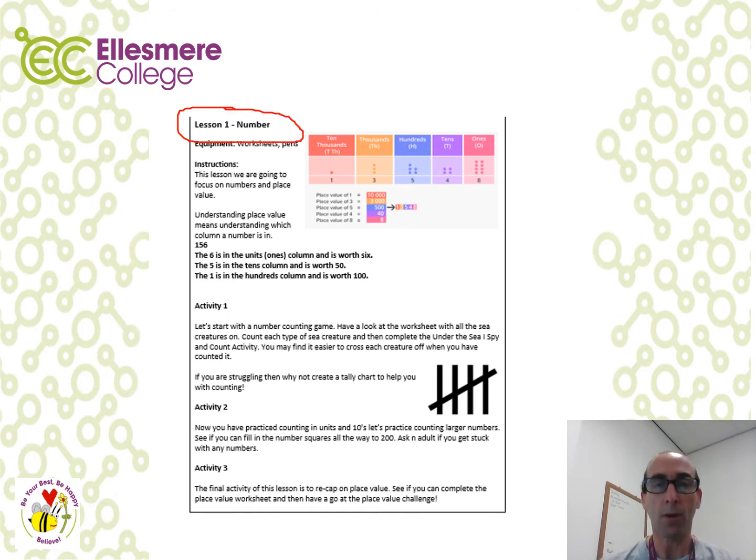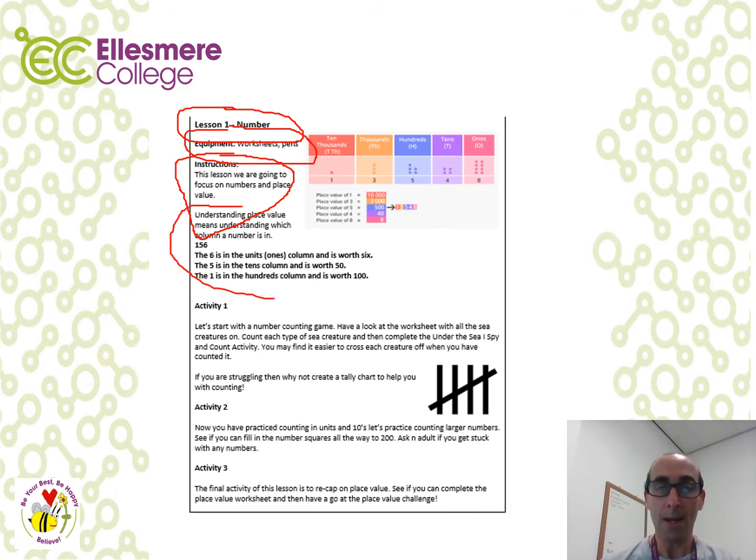There will be a lesson number at the top. This is closely followed by the equipment. This includes the things that you will need to complete the lesson, such as worksheets, pens, pencils, scissors, glue, ruler. There'll be a set of instructions related to the lesson. This will give you the outcomes and what the lesson is about.